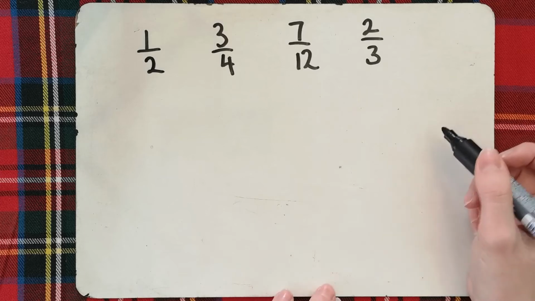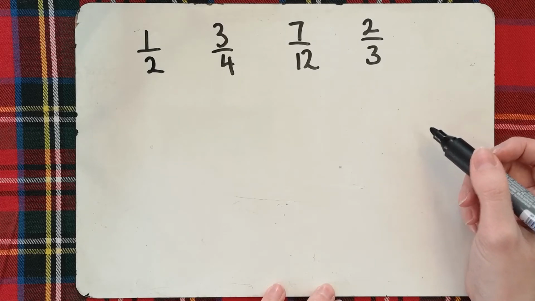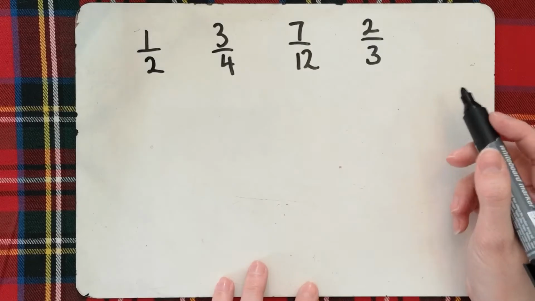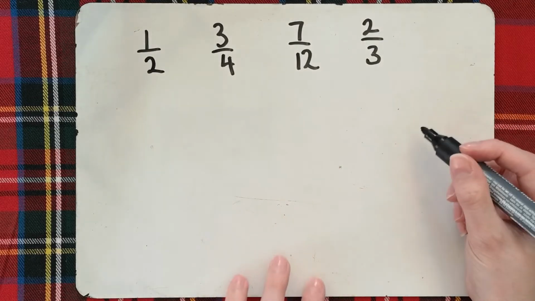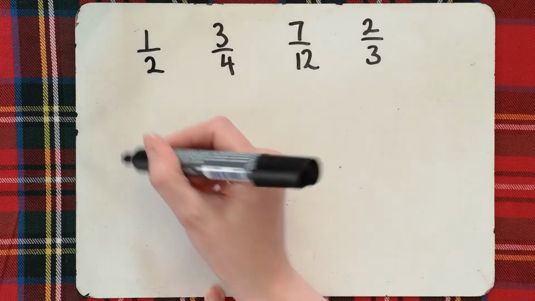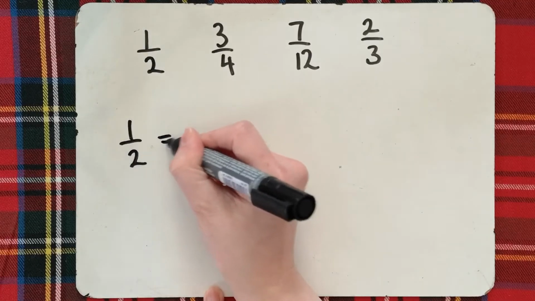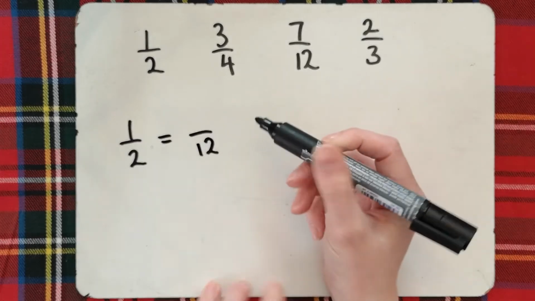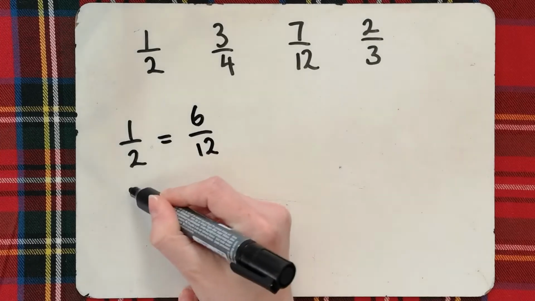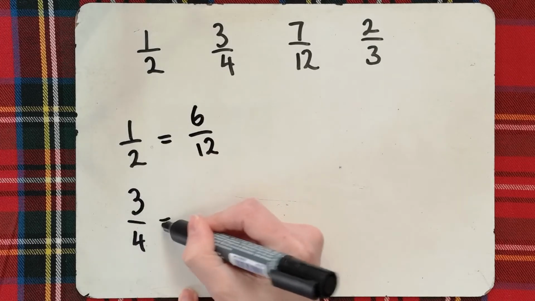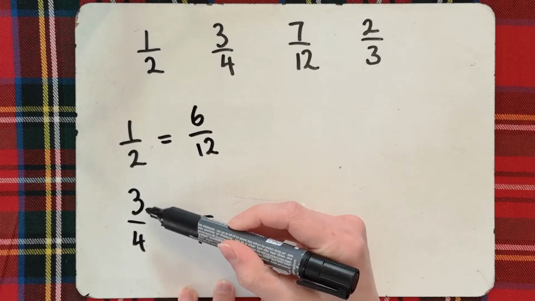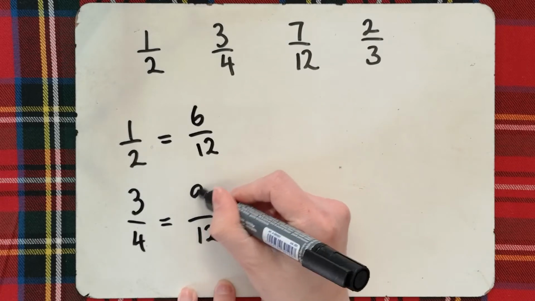And it's just like making our equivalent fractions. I know that 2, 4 and 3 can all divide equally into 12. So I can have 12 as my common denominator at the bottom. Let's make our equivalent fractions. 1/2, to turn it into 12ths, I've timesed by 6. So 1 times 6 is 6. To turn our 3/4 into 12ths, I have timesed by 3. So 3 times 3 is 9.